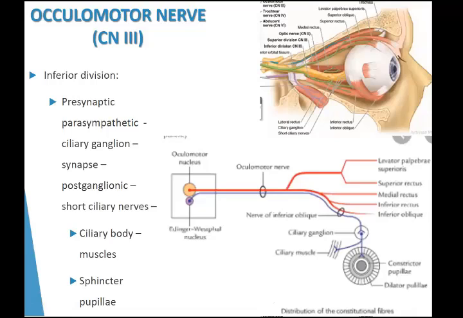Okay, here a very nice drawing has been made. In this drawing, look, this is the superior oblique muscle, this is the superior rectus, this is the medial rectus, this is the inferior rectus, and this is the inferior oblique. The green one is the third nerve, the oculomotor nerve. It is supplying the levator palpebrae superioris, the superior rectus, the medial rectus, inferior rectus and inferior oblique.